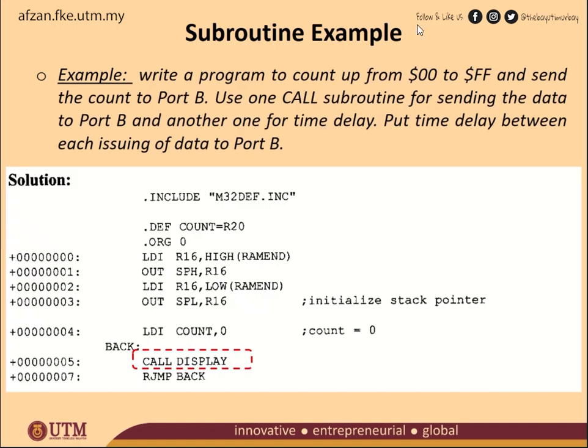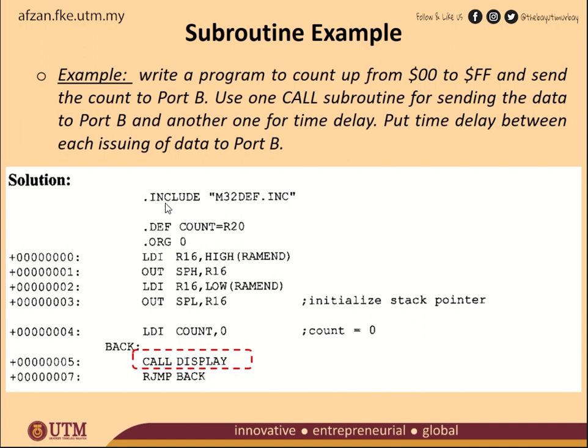Okay, so let's look at this subroutine example. You are required to write a program to count from 00 to FF and send the count to port B. Use a call subroutine for sending the data to port B and another one for time delay. Put a time delay between each issuing of data to port B. So this is the program that you're going to write, and let us see what happens to your stack every time you use a call instruction and RET instruction.